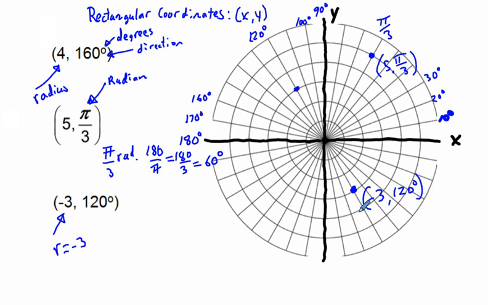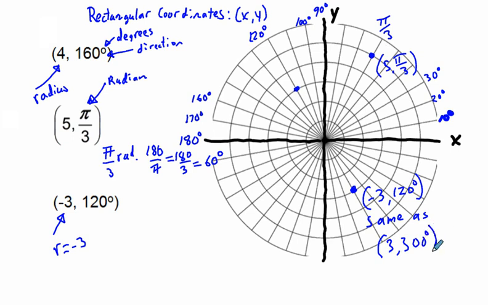So we can see that this is the same as 3, comma, what is that, 300 degrees. I'll just put it here. It's the same as 3, comma, 300 degrees.